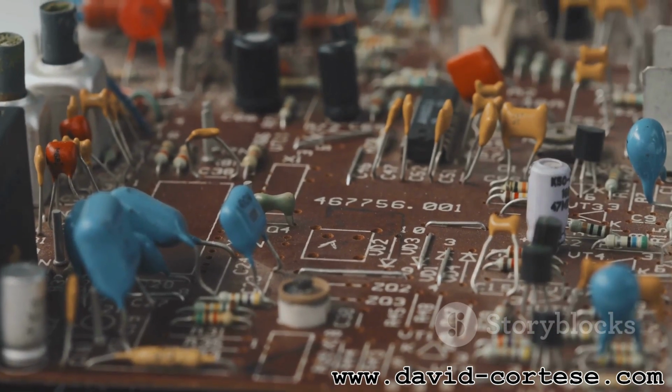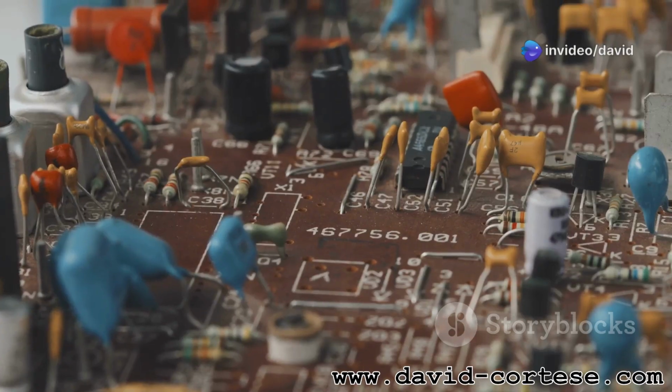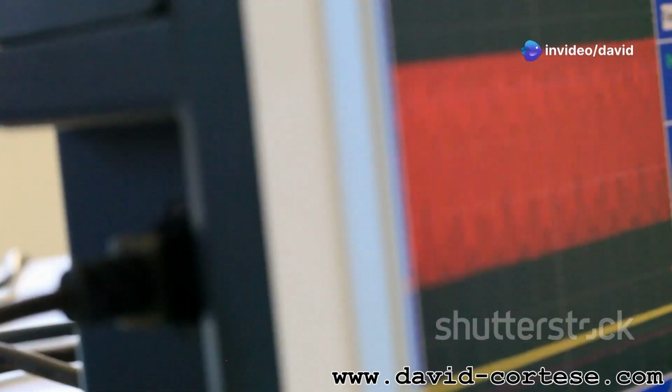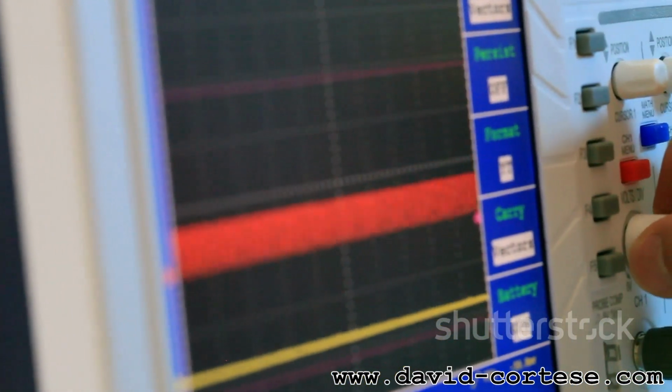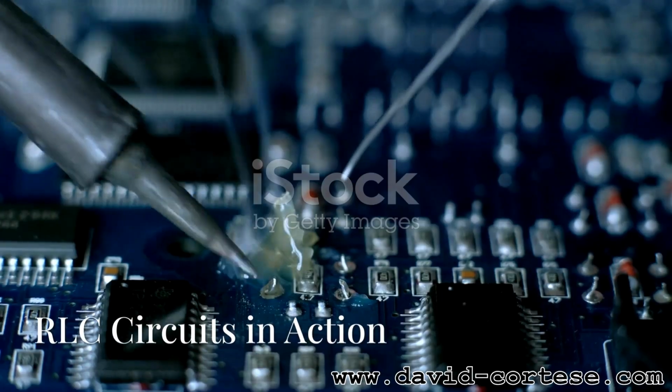These oscillations are what make RLC circuits so versatile and useful in various applications. By harnessing the power of oscillation, we can create circuits that filter specific frequencies, generate signals, and even store energy.